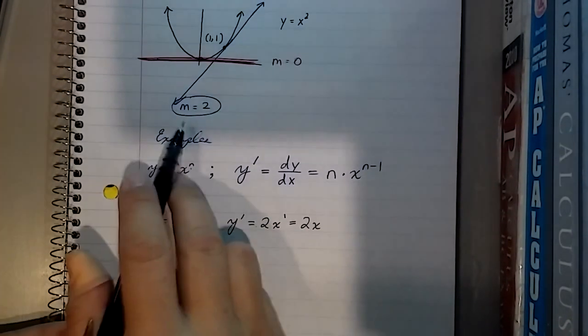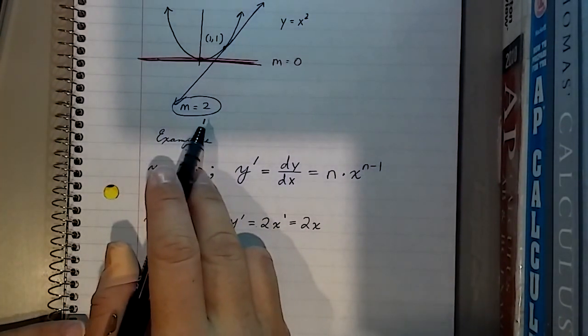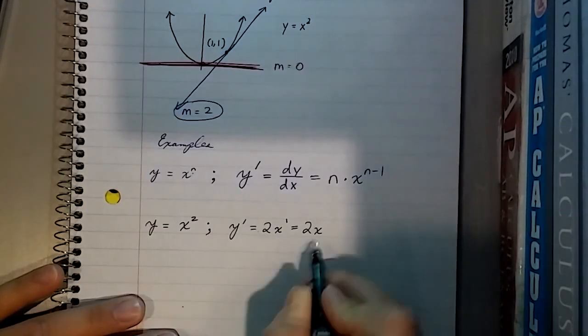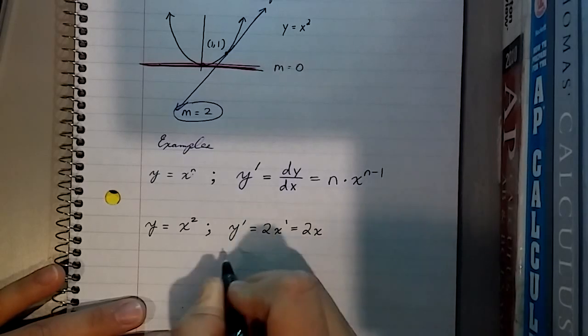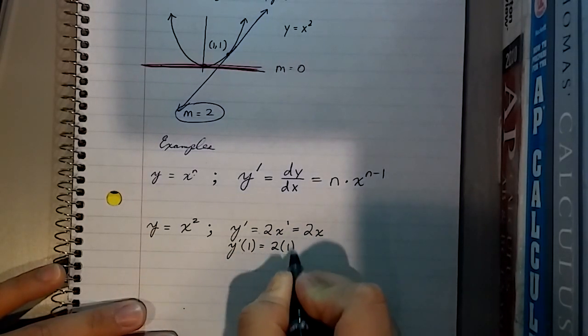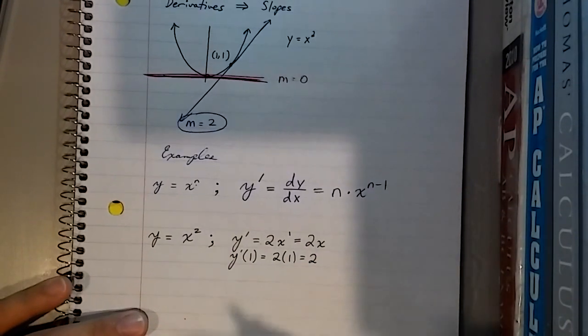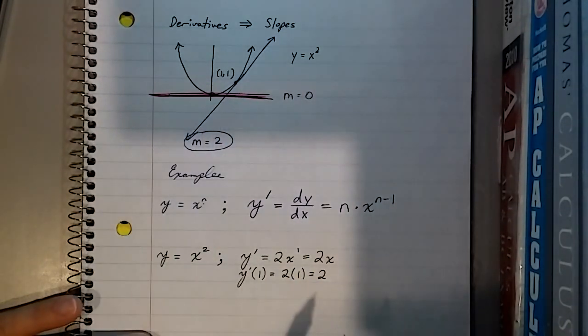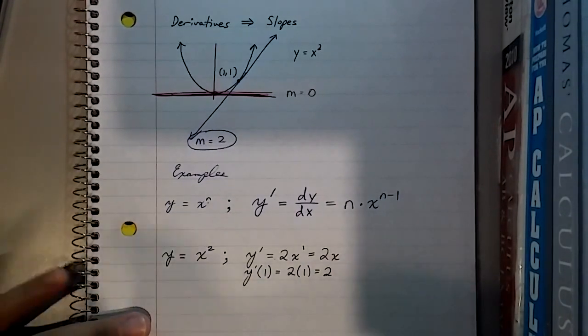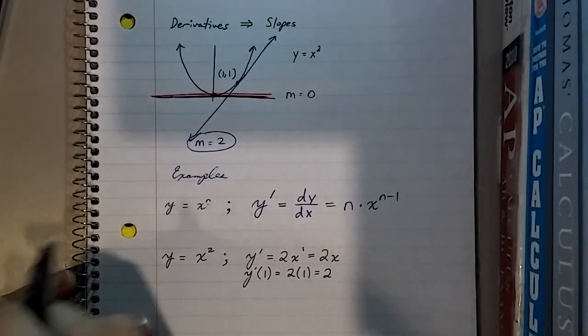And how do I know the slope here is 2? Well, it's crossing at that point when x is 1. So if I plugged in x is 1 here, I get 2. Therefore, the tangent slope is 2. And that's really it. It makes quite a bit of sense.